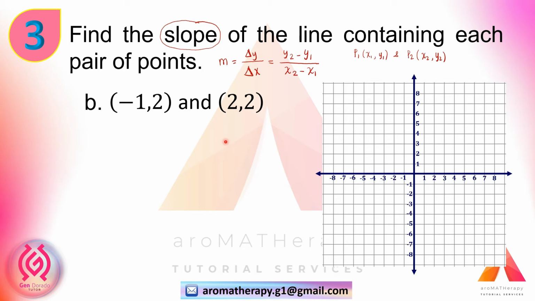Let's proceed to letter B. For letter B, we're given with points negative 1, 2, and 2, 2. So let's graph these points. Where is negative 1, 2? Negative 1, 2 is located in quadrant 2. Ayan siya. 2, 2 is located in quadrant 1. So, let's connect these 2 points, negative 1, 2, and 2, 2. Let P sub 1 be equal to negative 1, 2. And P sub 2 be equal to 2, 2.